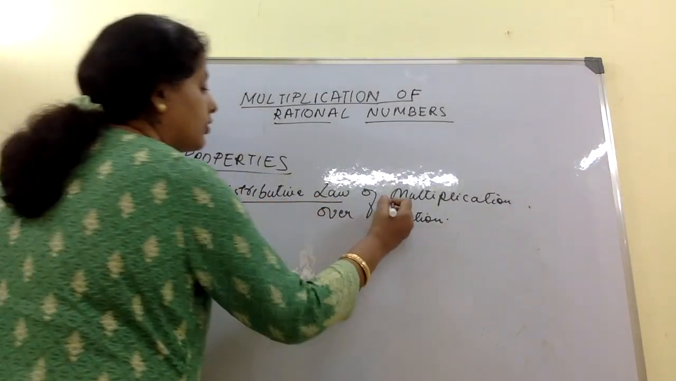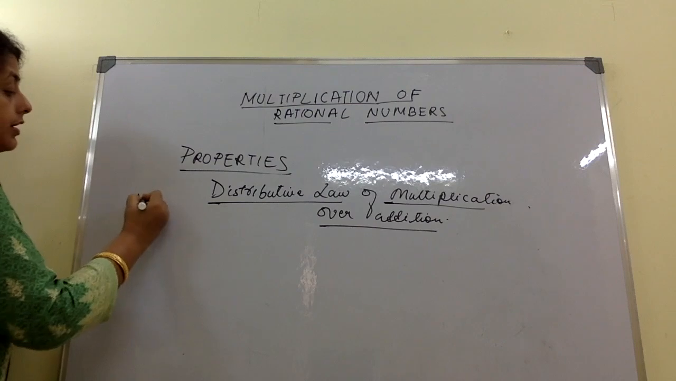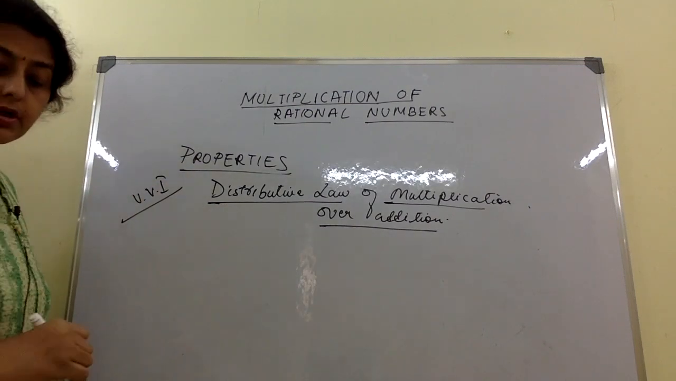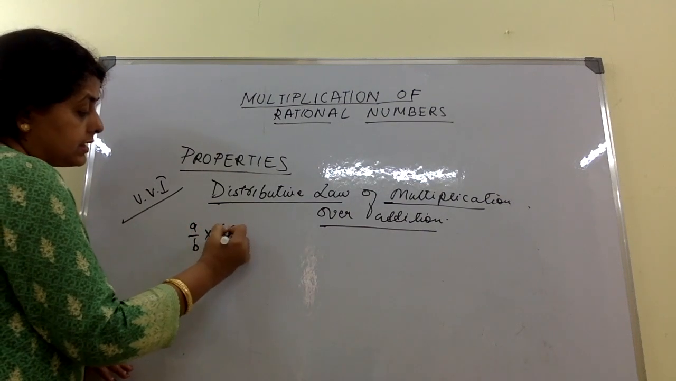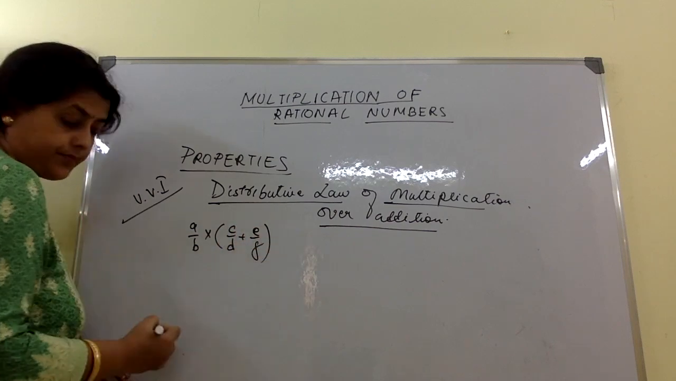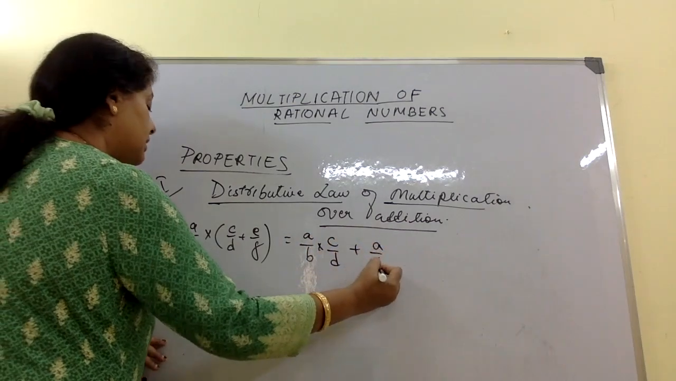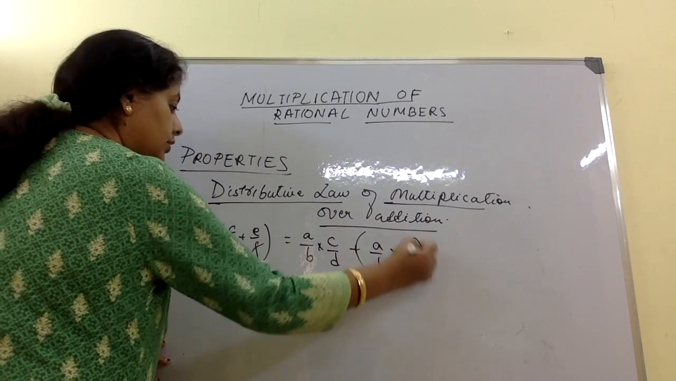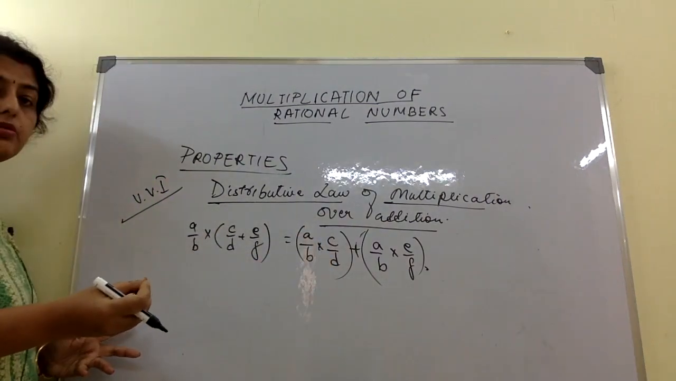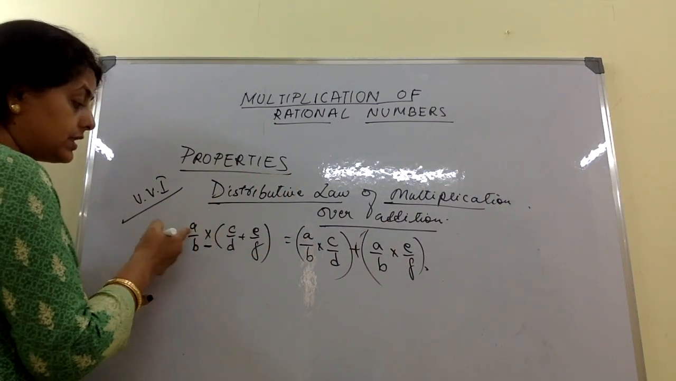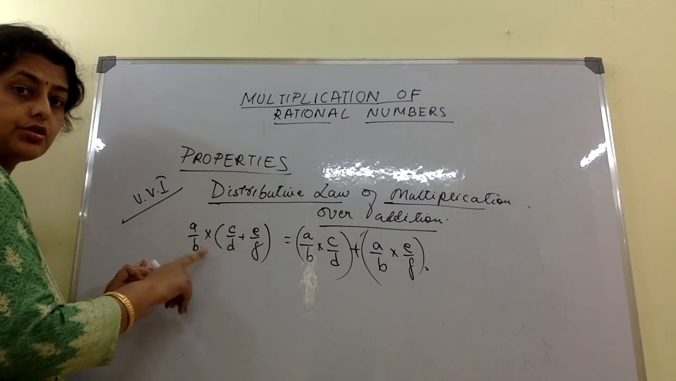Now this is the distributive law of multiplication over addition. This is a very, very important property, because most mistakes happen here. Now this says a by b into c by d plus e by f is a by b into c by d plus a by b into e by f. So this is the distributive law of multiplication. Because of this sign, it is multiplication over addition. Addition is here, so they are saying multiplication over addition.